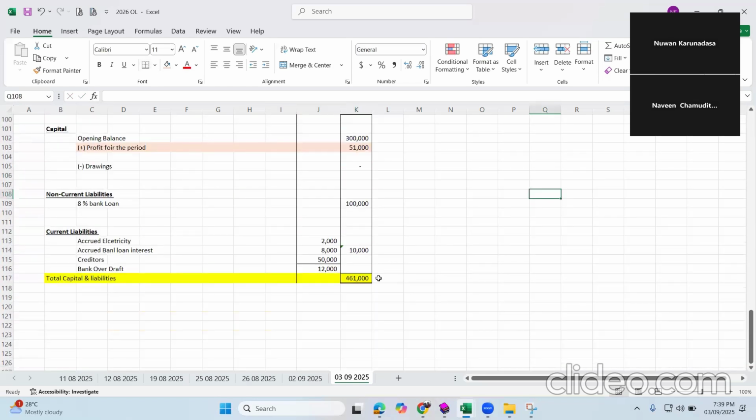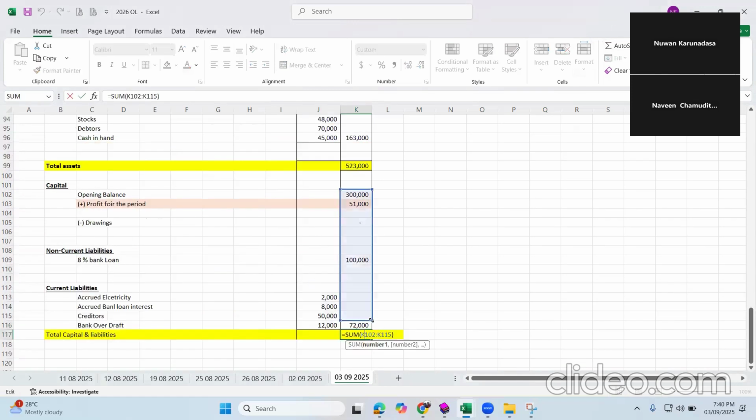Then here the total is 400,523. The question balance is at 523,000. Not hard, right? Students, before you go to the exam, try to practice more papers.